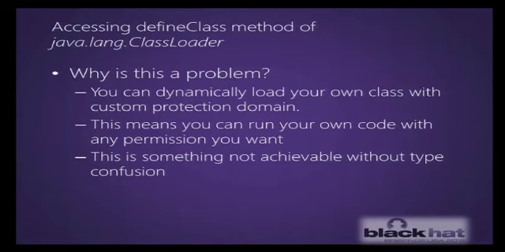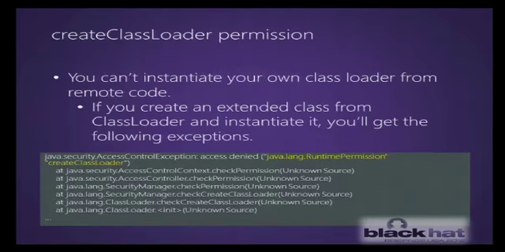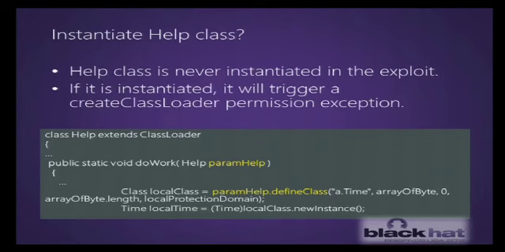But the thing is that even though you have that help class, you can't instantiate that class. You need the createClassLoader permission to instantiate any subclass of ClassLoader. So even though you can create your own class that calls defineClass, and you have it in your code, you can't use it. So it's useless. But here you are using the type confusion. If you pass an already instantiated ClassLoader here, this code will make defineClass callable.